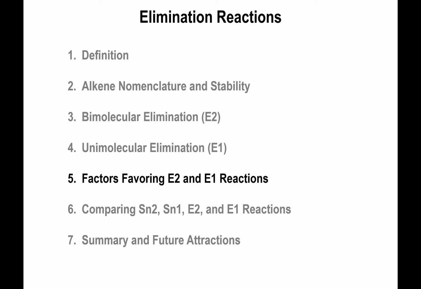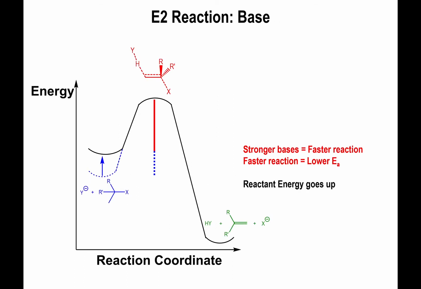Okay, let's talk about the factors that do favor E2 reactions and the factors that favor E1 reactions. We're going to start by looking at the base. In an E2 reaction, since the base is involved in a transition state and you never actually form a carbocation, there is no restriction as to what kind of base you can be using.